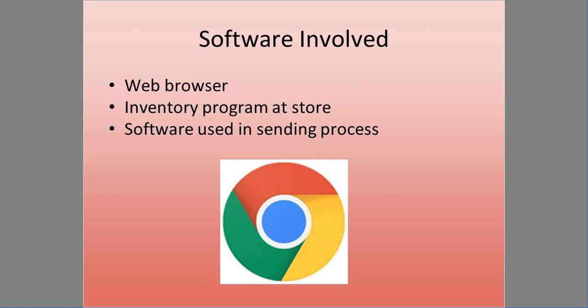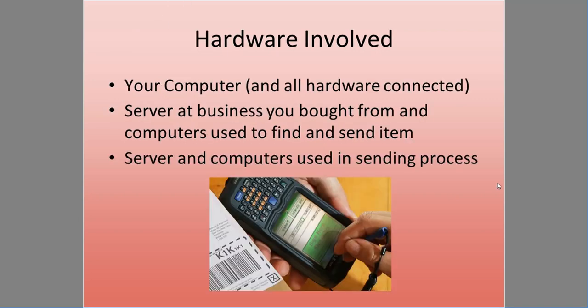Next, we have the hardware that would be involved, and obviously the hardware is going to involve a lot of different things as well. So the hardware would involve your computer or your mobile device and all hardware connected to that. So your computer or device is going to maybe have a mouse and a keyboard, maybe other things like a monitor to help you see the purchase. That's obviously going to allow that purchase to actually go ahead and happen.